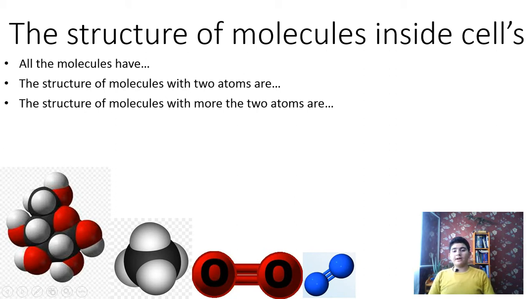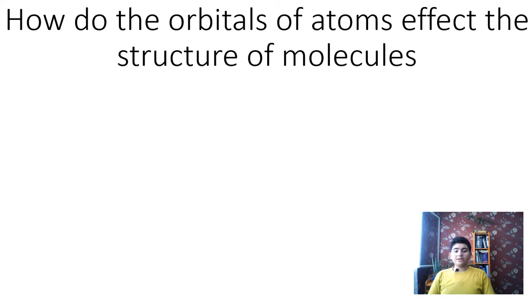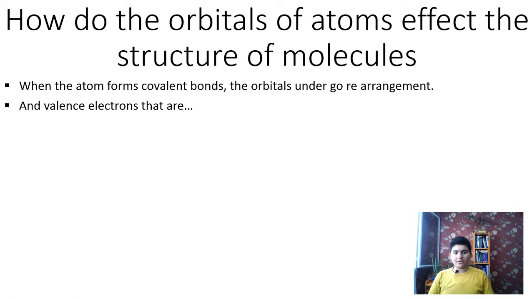The position of the atoms' orbitals determines the shape of atoms, and the arrangement of the atoms determines the shape as well. The orbitals in the valence shell undergo changes. So the atoms that want to make a covalent bond, their orbitals change and undergo rearrangement.